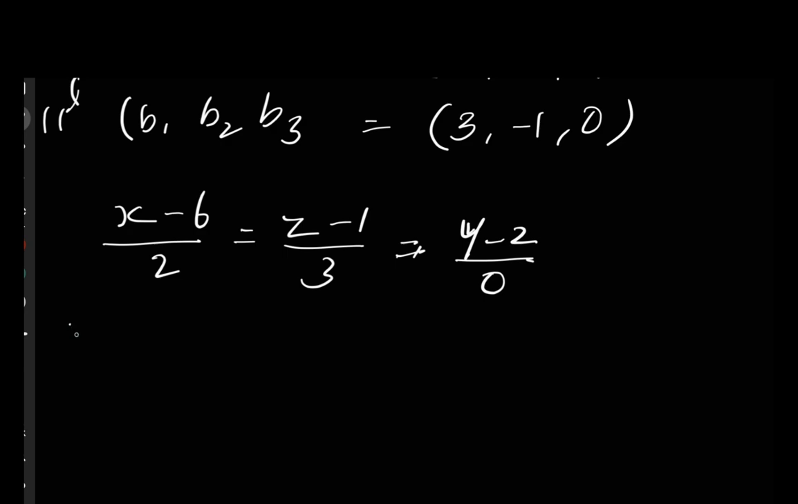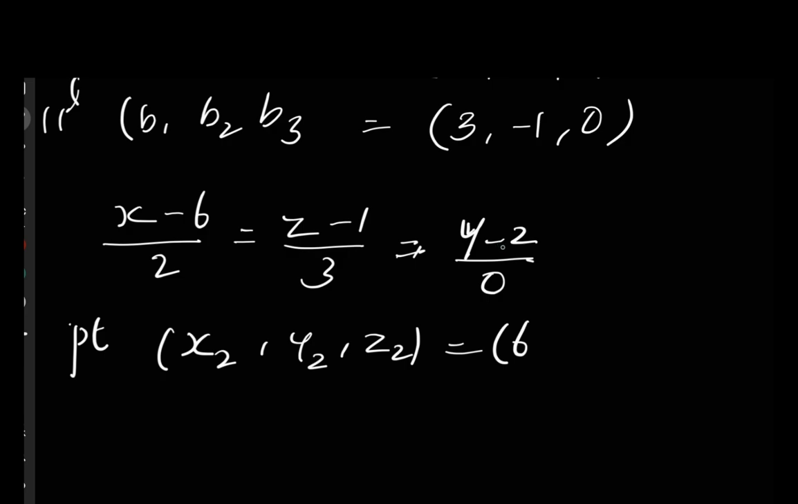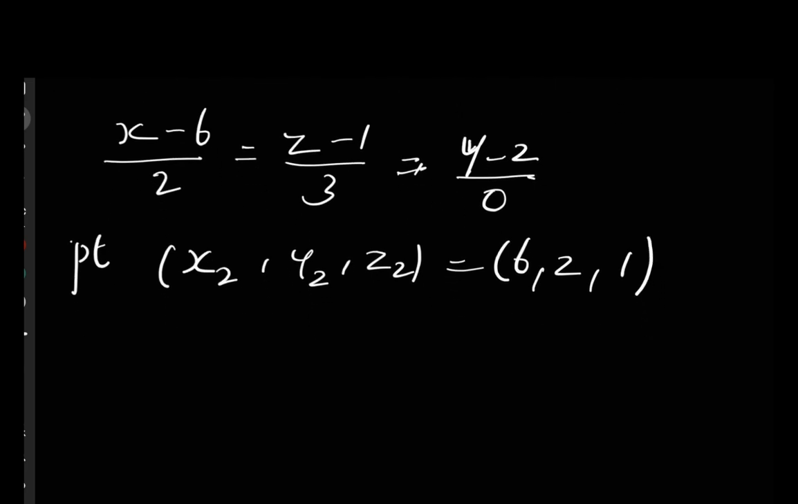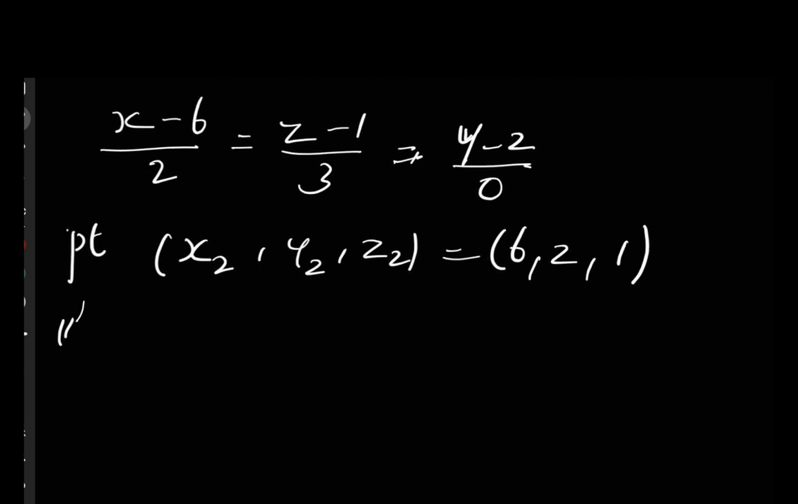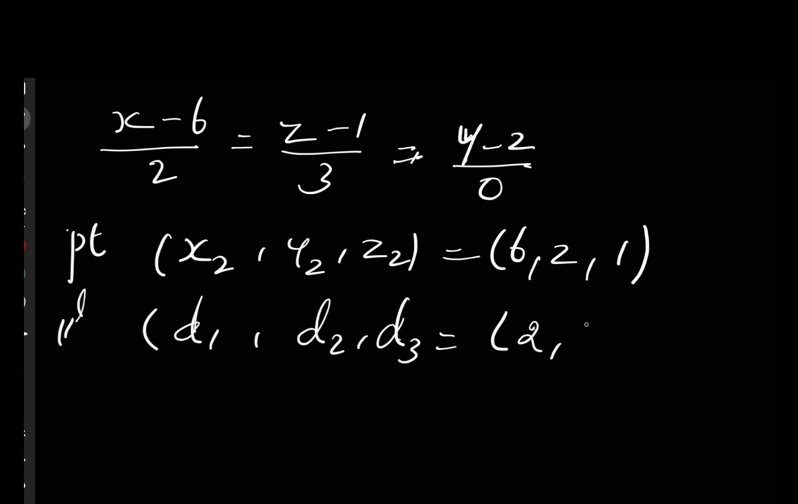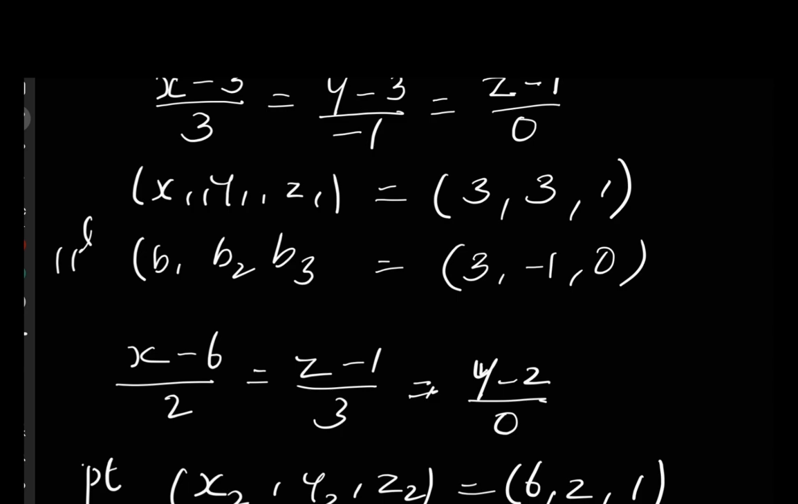So for this, the point here is x2, y2, z2 equal to 6. Take the y coordinate here: y2 is 2 and z2 is 1. So 6, 2, 1. Then the parallel vector d1, d2, d3 is 2, 3, 0. This is the parallel vector.